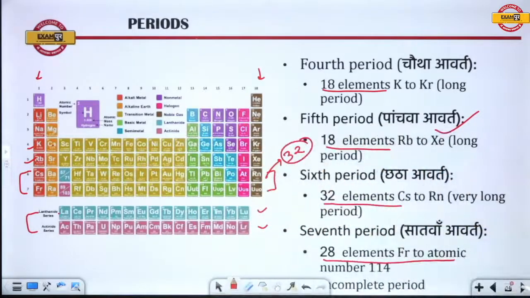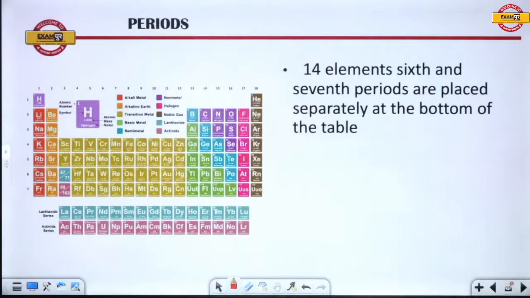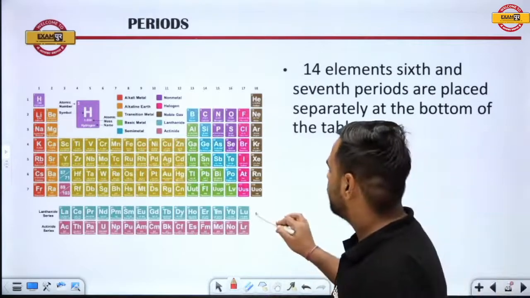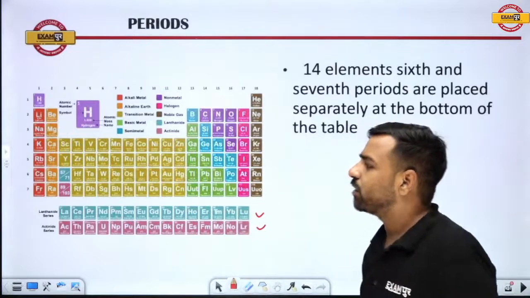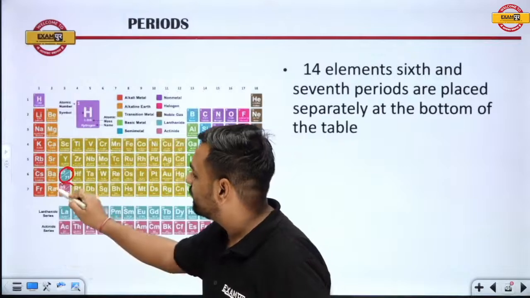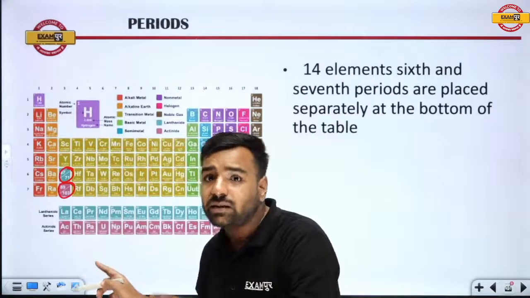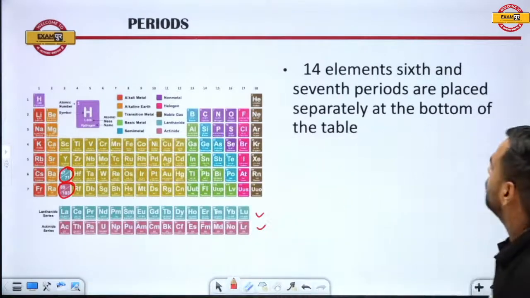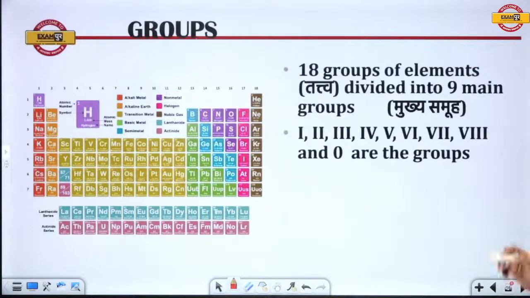Okay, let's move forward now. Let's go with the next part. So yeah, 14 elements of the 6th and 7th periods are placed separately at the bottom of the table. We have seen that, right? This is placed separately at the bottom of the table because we cannot put it over here. So this was the lanthanide series and this was the actinide series from the 6th and 7th periods. Okay, so let's move forward now.